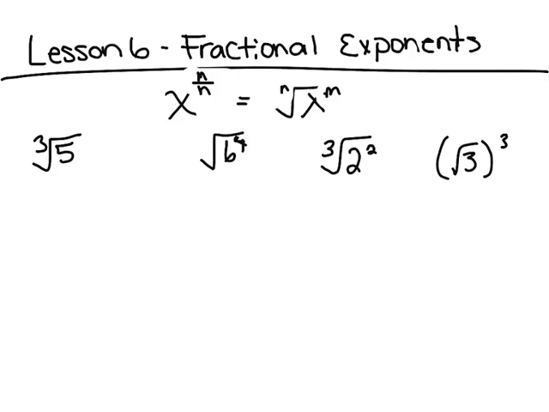Now we're going to take them from a radical and put them into an exponent. So for this one, our index is 3, so n equals 3. And because 5 isn't raised to anything, our m is 1. So we have 5 to the power of m over n, so 5 to the power of 1 over 3.